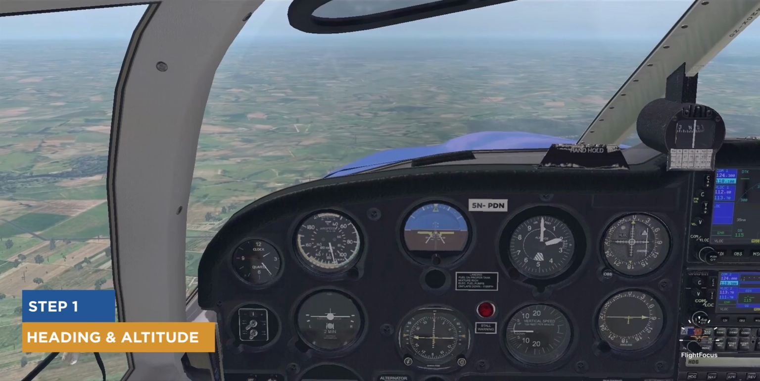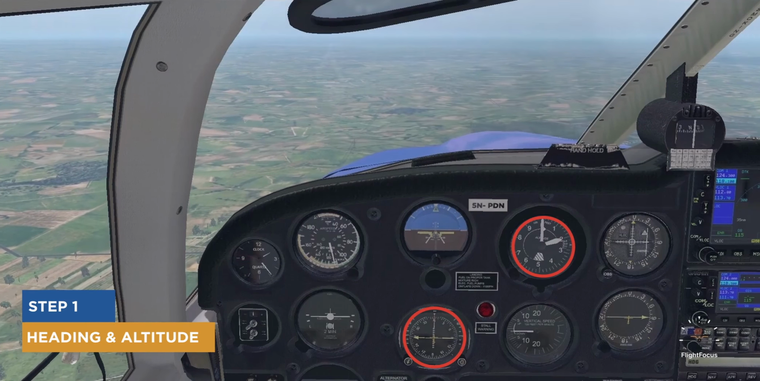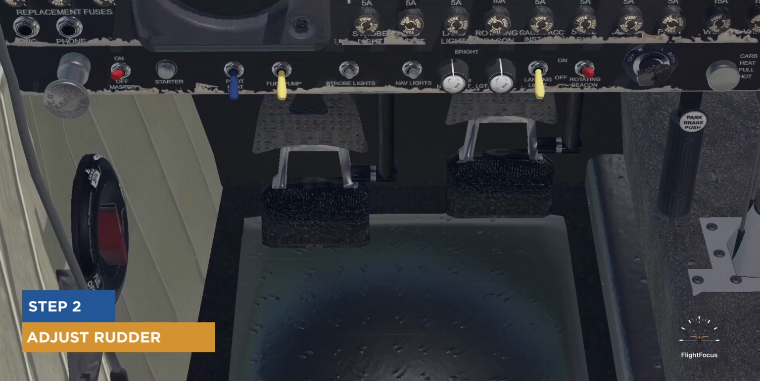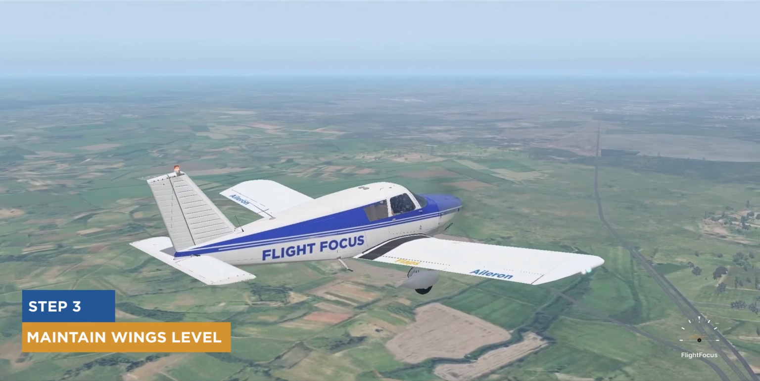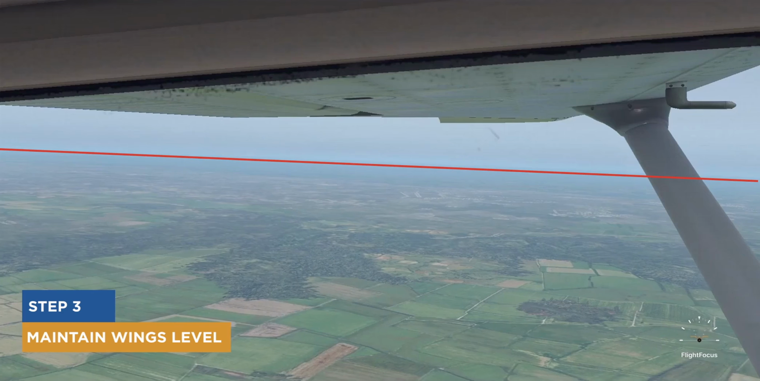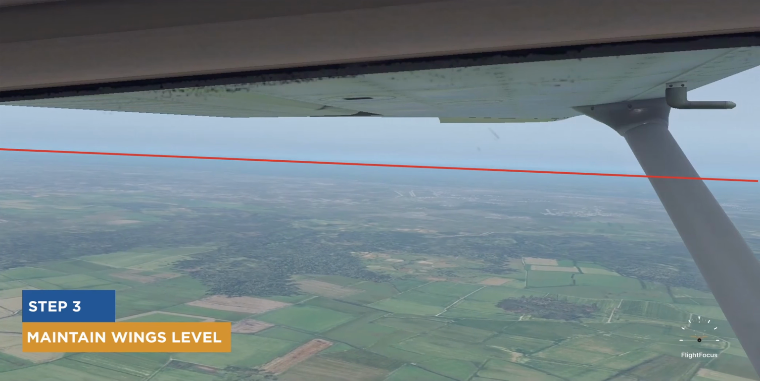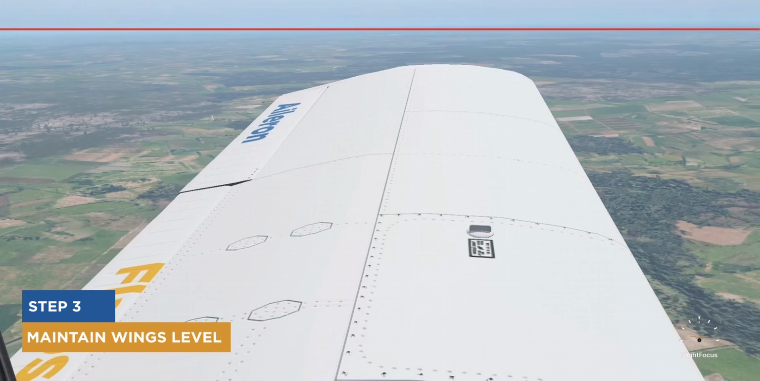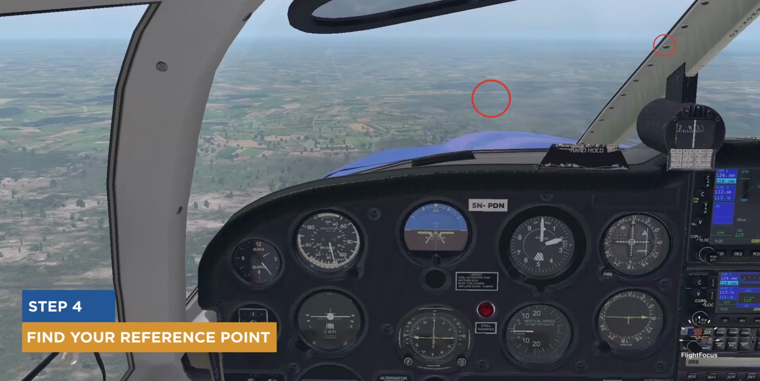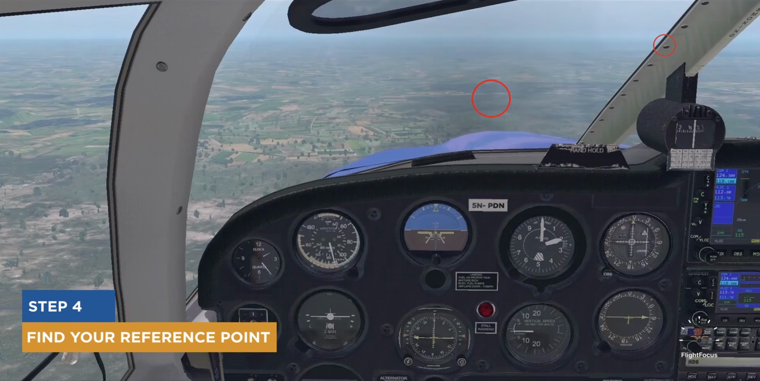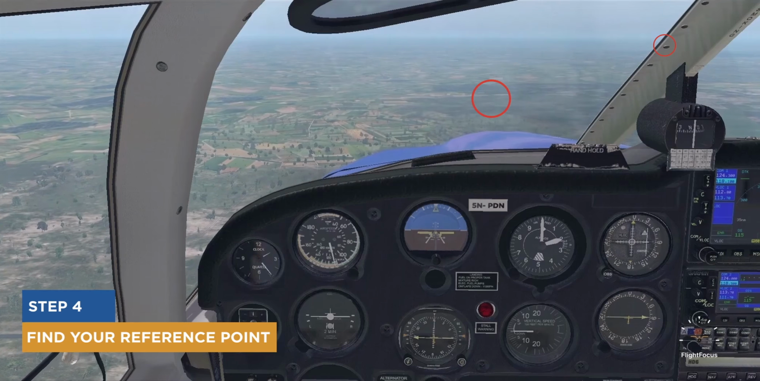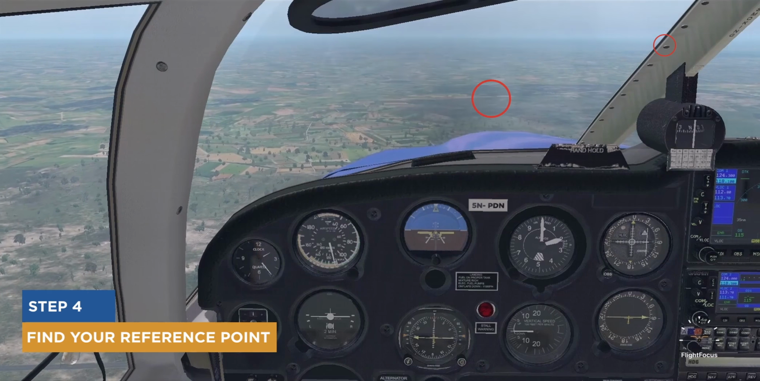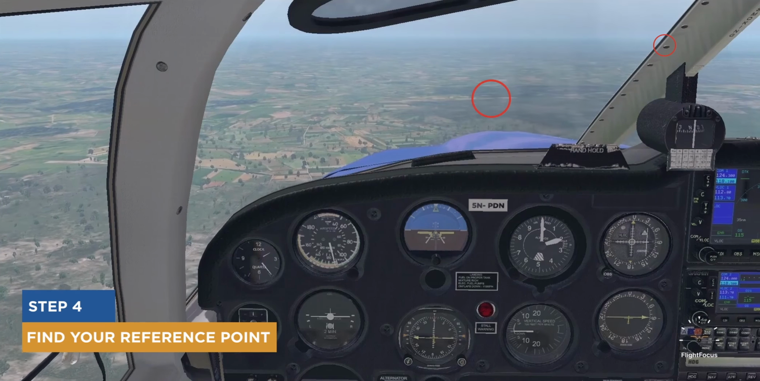1. Establish the airplane on a specific heading and altitude. 2. Adjust the rudder to maintain coordinated flight and trim to relieve control pressures. 3. Maintain wings level by keeping the wingtips a given distance above the horizon on a high-wing airplane or below the horizon on a low-wing airplane. 4. Keep a point on the airplane's nose or a spot on the windshield in a constant position relative to a point on the horizon to maintain your desired altitude.